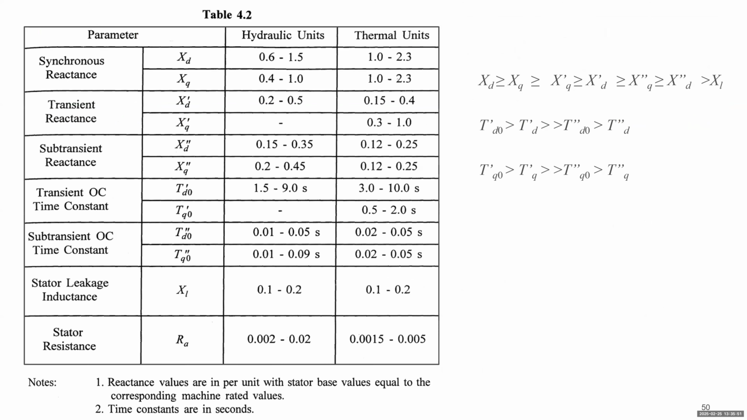Any questions? This table just confirms those orderings. It gives typical values for cylindrical rotor generators, such as hydraulic units, or round rotor generators for thermal units. Usually the values of those X or L or time constants fall into those ranges. This table is very useful if you want to make up some data.